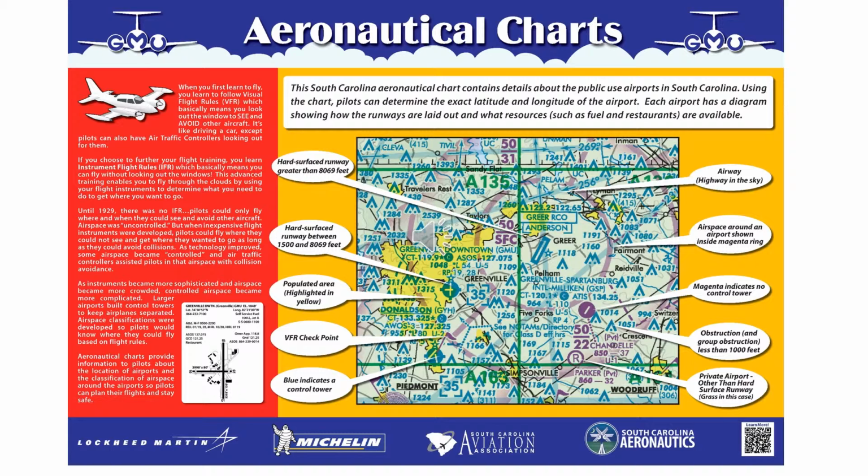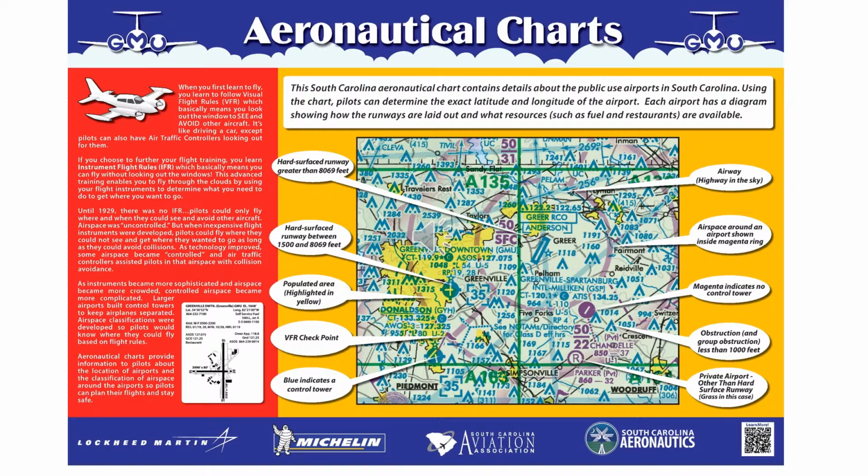Larger airports built control towers to keep airplanes separated. Airspace classifications were developed so pilots would know where they could fly based on flight rules. Aeronautical charts provide information to pilots about the location of airports and the classification of airspace around the airports, so pilots can plan their flights and stay safe.